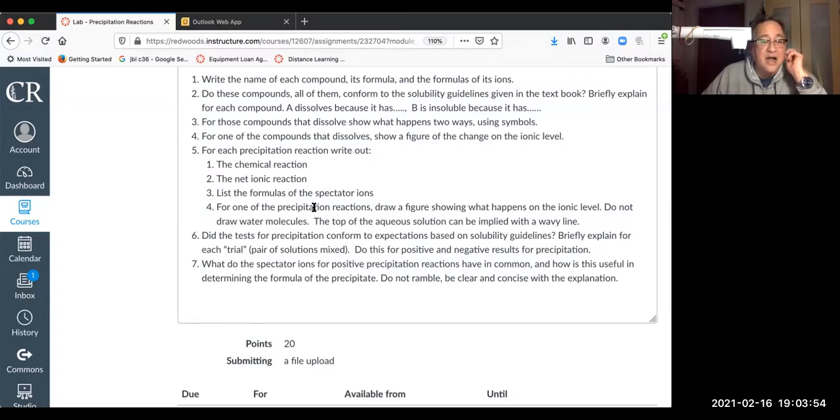And number 7, what do the spectator ions for positive precipitation reactions have in common? And the answer is, well, if you look at these suckers, they're listed in the always soluble guidelines. So what do the spectator ions have in common? They're listed as soluble. All right, and that's it for this lab.